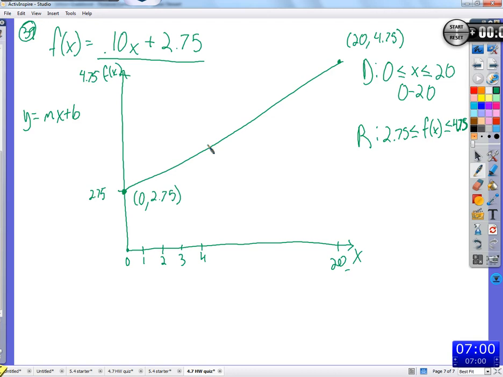Good question. Any other questions? Oh, right. Yes, we can do that. Part B. It says find the value of x when f of x equals 4.55. Now notice, it doesn't say f of 4.55. x isn't 4.55. What's 4.55?